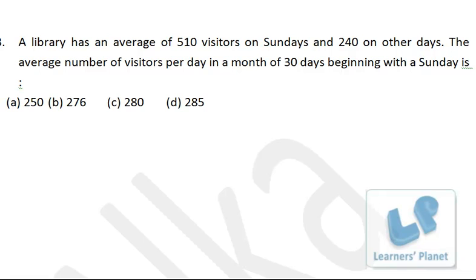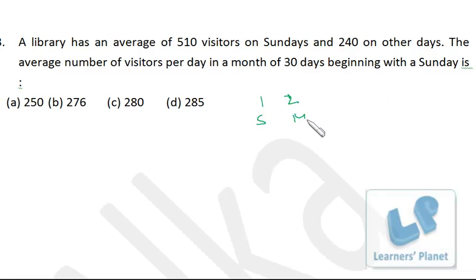Now this problem, a library has an average of 510 visitors on Sundays and 240 on other days. Find the average number of visitors per day in a month of 30 days beginning with a Sunday. Okay, if the month is beginning with Sunday, the first day is Sunday and second day is Monday. For remaining 28 days, each day will come for 4 times, right? 4 Sundays, 4 Mondays, 4 Tuesday, Wednesday, Thursday, Friday, Saturday.